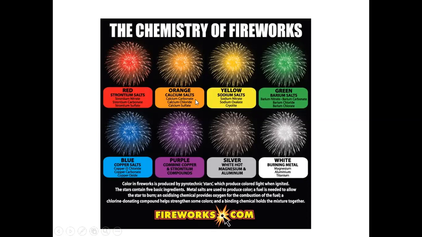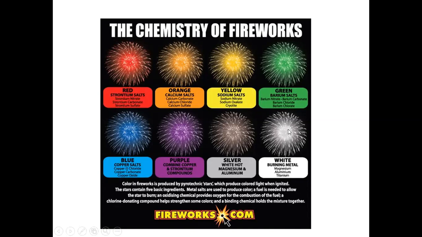Then the orange color comes from calcium salts, and the yellow comes from sodium salt. The green comes from barium salts. Then the blue color comes from copper salts. Then the purple comes from combined copper and strontium compounds. And the silver comes from white hot magnesium and aluminium.